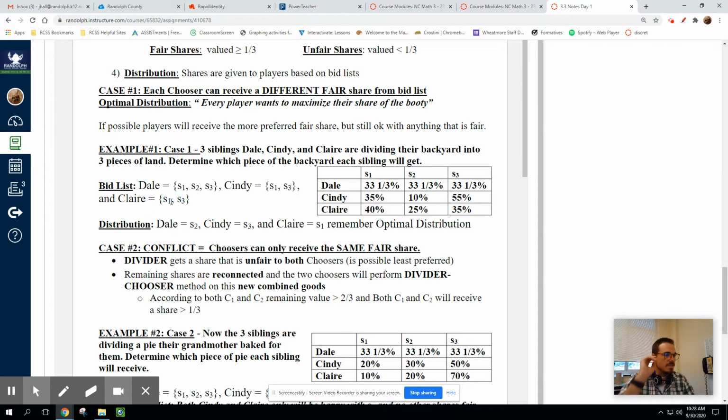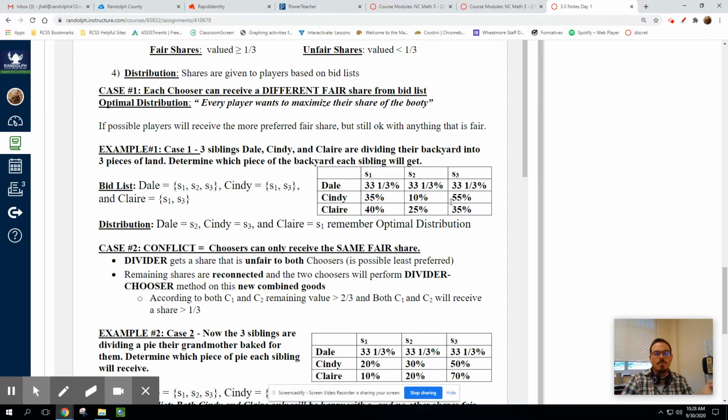The distribution has to go in a way that is optimal for everyone. A lot of you are getting hung up on the divider chooser method because you think, that doesn't make sense, why do we want that? Well, this one makes a little more sense because we're doing optimal distribution. For Dale, S2, he's going to get it because nobody else considers that fair but him, at 33.3 repeating percent. Cindy gets S3. She values that the most, so she's going to get it, even though her S1 and S2 are fair to her. It makes more sense.